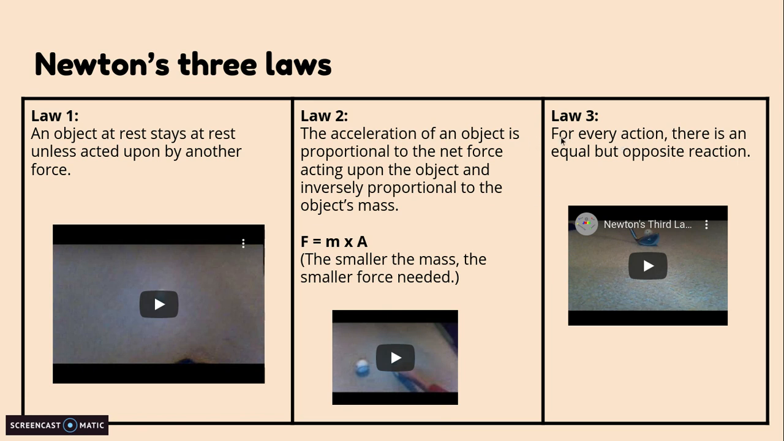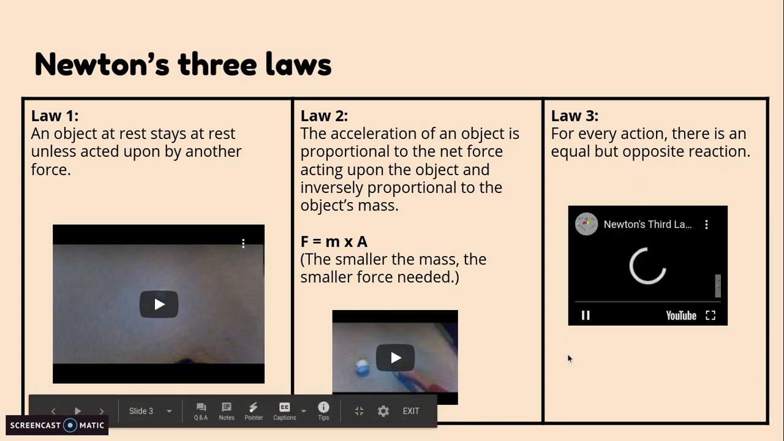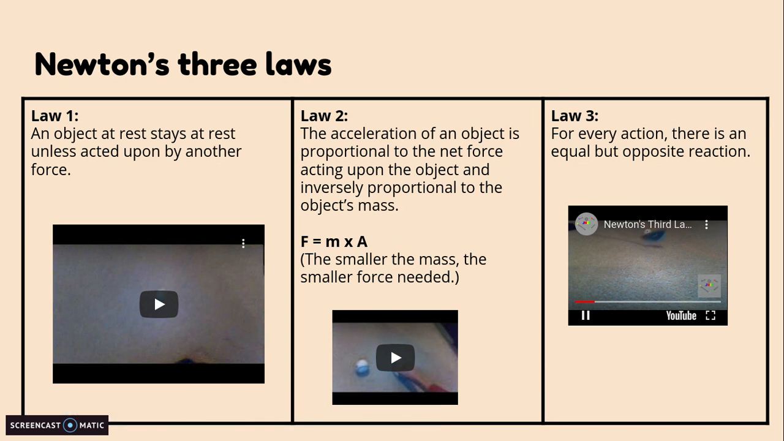Then law 3 is for every action there is an equal but opposite reaction. Well, this can be used as a metaphor also, obviously, because if you think about it in political terms, if some political group does something, there's going to be a reaction from the other one that's opposite. But in physics terms, you can see this video. For every action, there's an equal but opposite reaction.